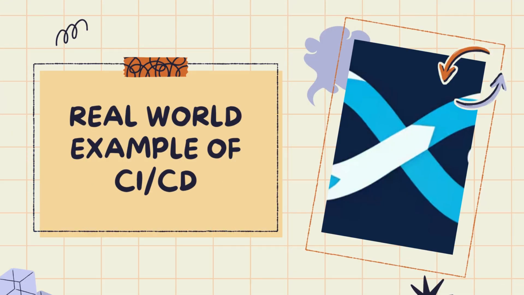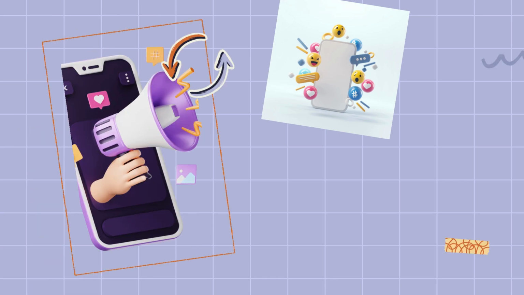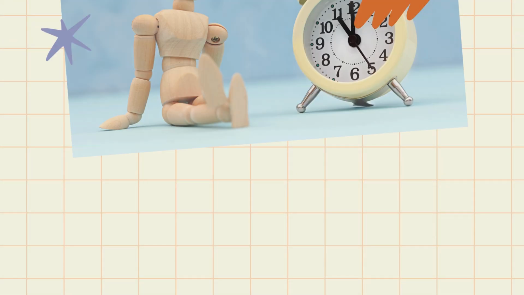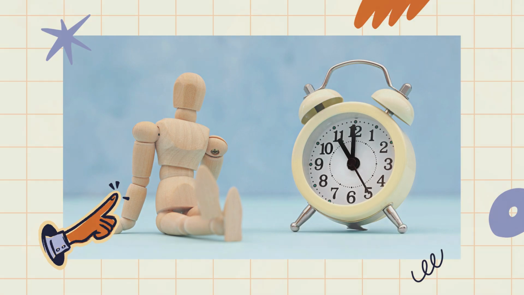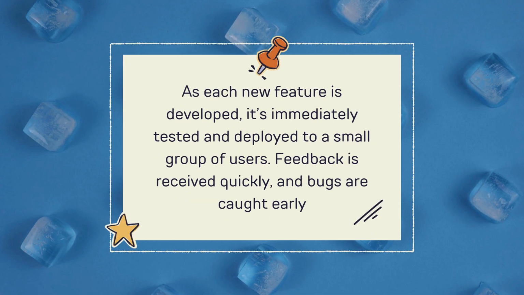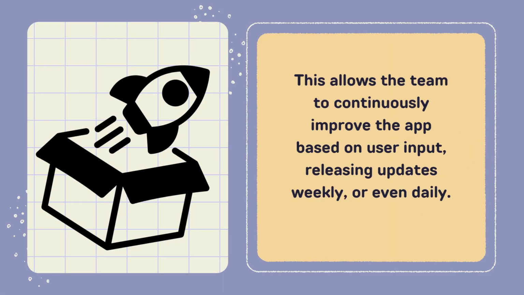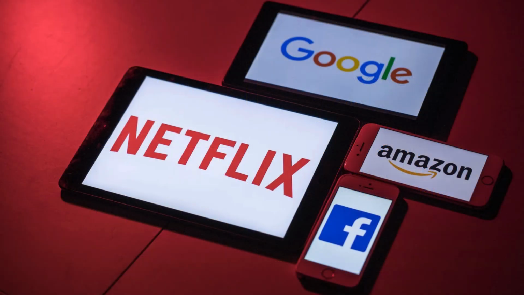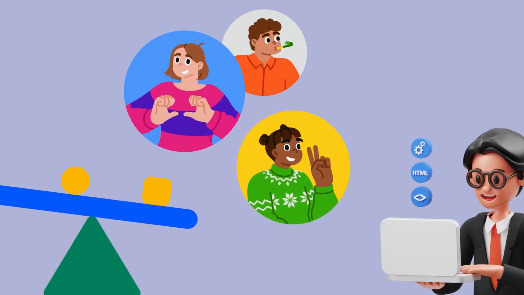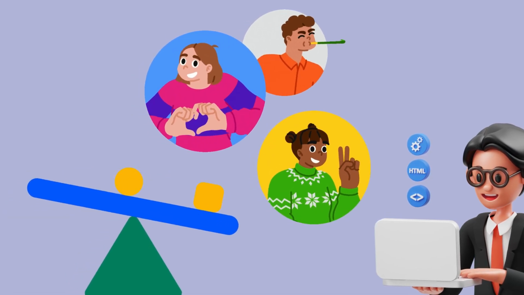Here is another real world scenario showing the power of CI/CD. A startup is developing a new social media app. Instead of waiting 6 months to launch, they adopt CI/CD practice. As each new feature is developed, it's immediately tested and deployed to a small group of users. Feedback is received quickly and bugs are caught very early. This allows the team to continuously improve the app based on the user input, releasing updates weekly or even daily. Amazon, Shopify, Facebook make multiple deployments in a day using CI/CD, and they have experienced a drastic difference in the release cycle. So CI/CD offers a more stable product, happy users, and a faster time to market.